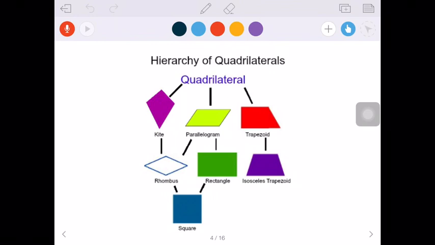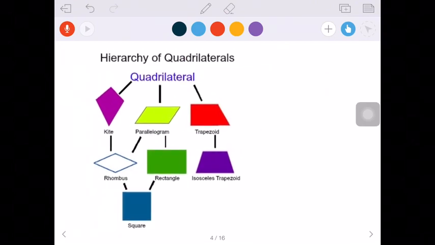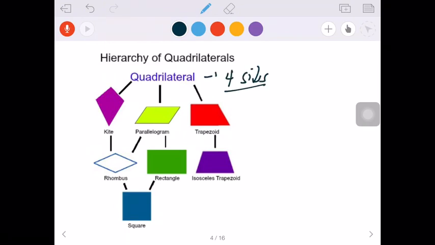Hello once again, everyone. Today we're going to talk about quadrilaterals, and here you can see the hierarchy of quadrilaterals that will be part of our discussion. So, when you talk about quadrilaterals, take note that these are polygons that have four sides. Any polygon for that matter that has four sides is generally known as a quadrilateral.